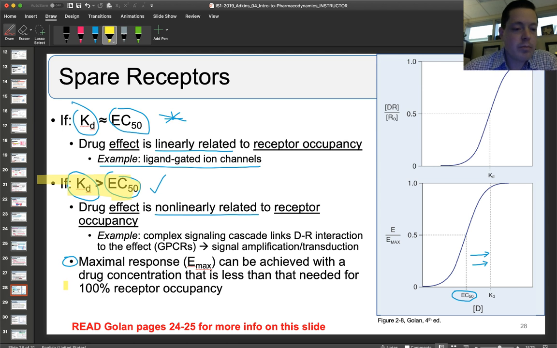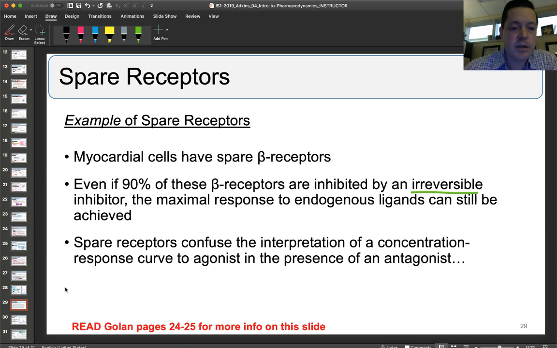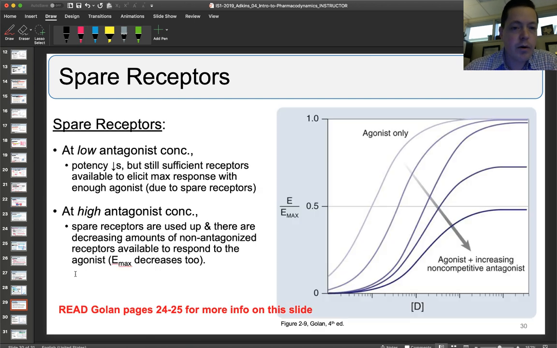You'll probably receive a question on the exam or a quiz, something like that. If KD is greater than EC50, you can expect that it's very likely spare receptors are at play. I've already given you some examples of spare receptors. Read this one, also read those pages down at the bottom.